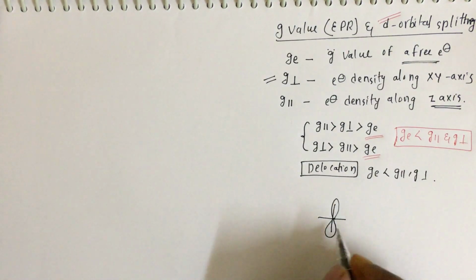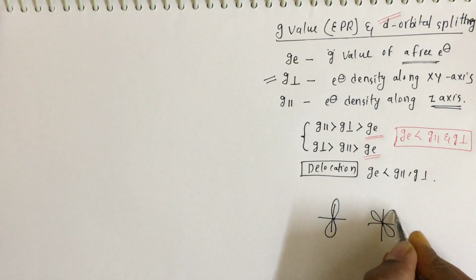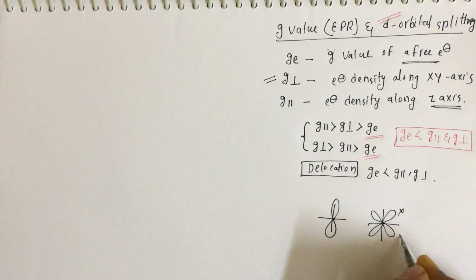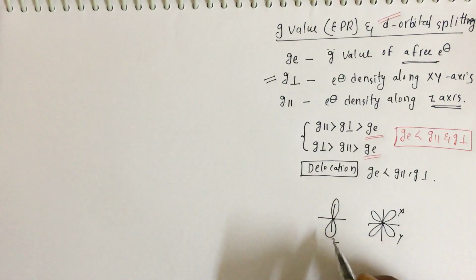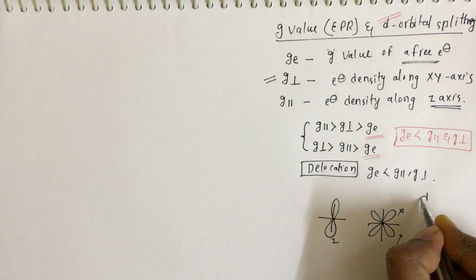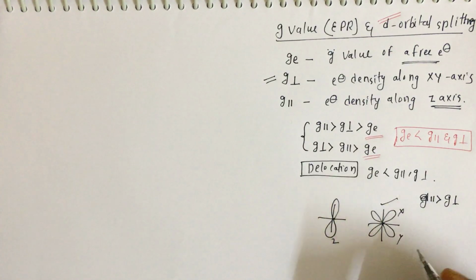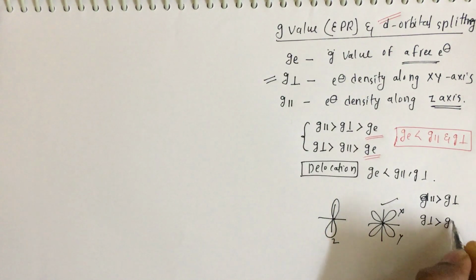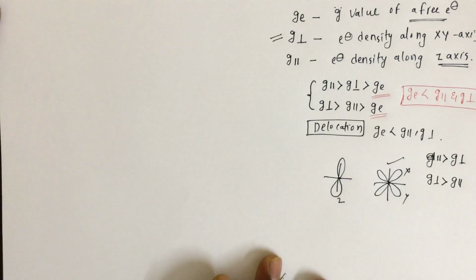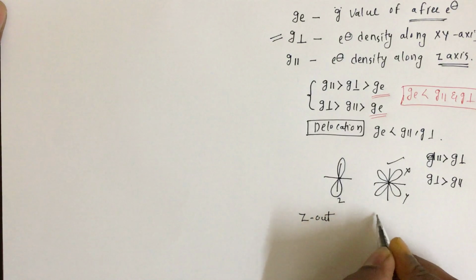This is the Z axis and this is the XY axis, X and Y, and this is Z. If the electron density along the Z axis is more, then G parallel is greater than G perpendicular. If the electron density along XY is greater, then G perpendicular is greater than G parallel. So here we have two conditions, Z out and Z in.